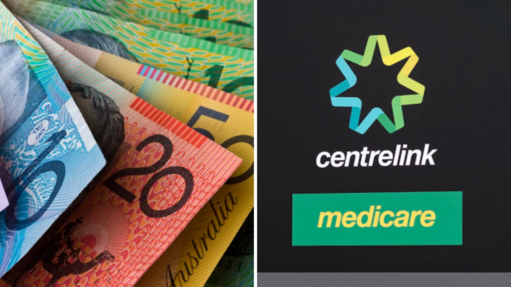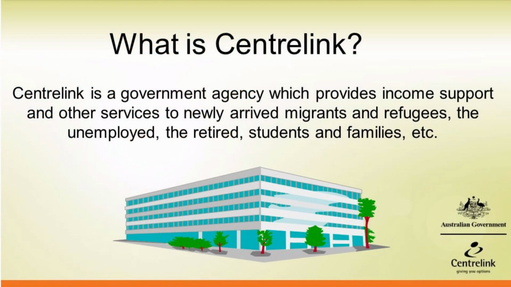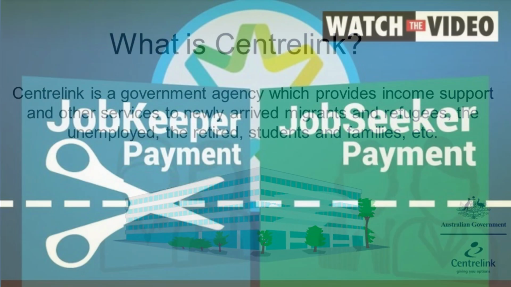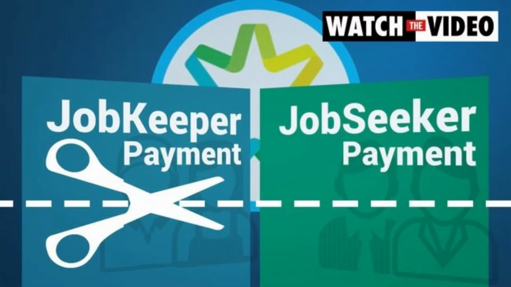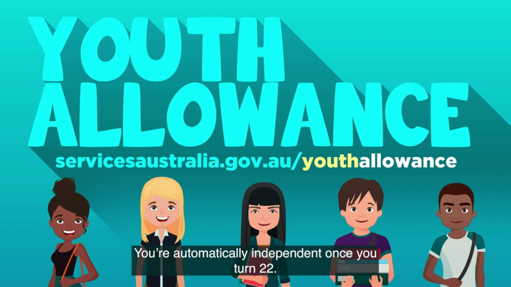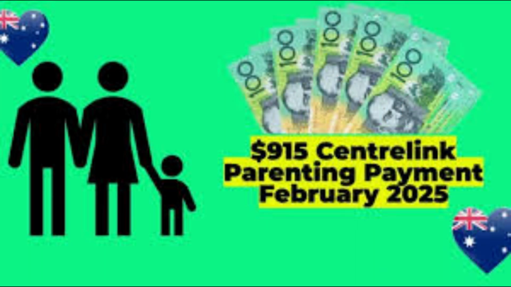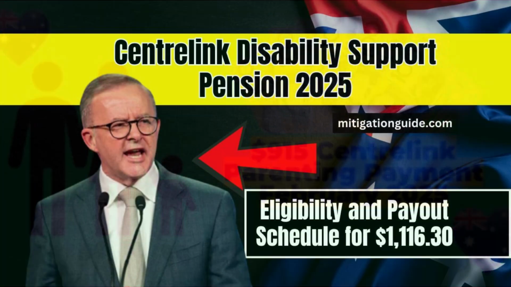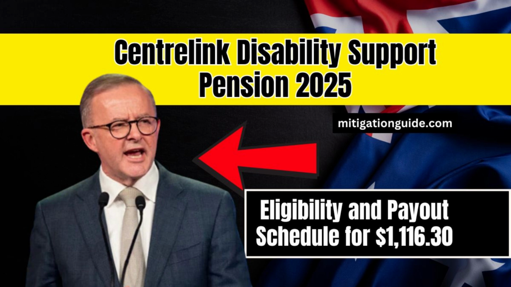Alright, what is Centrelink? Centrelink is a part of Services Australia. It gives financial help to people who are struggling, like JobSeeker for unemployed people, Youth Allowance for students, Parenting Payment for mums and dads, and Disability Support Pension for those with medical conditions.